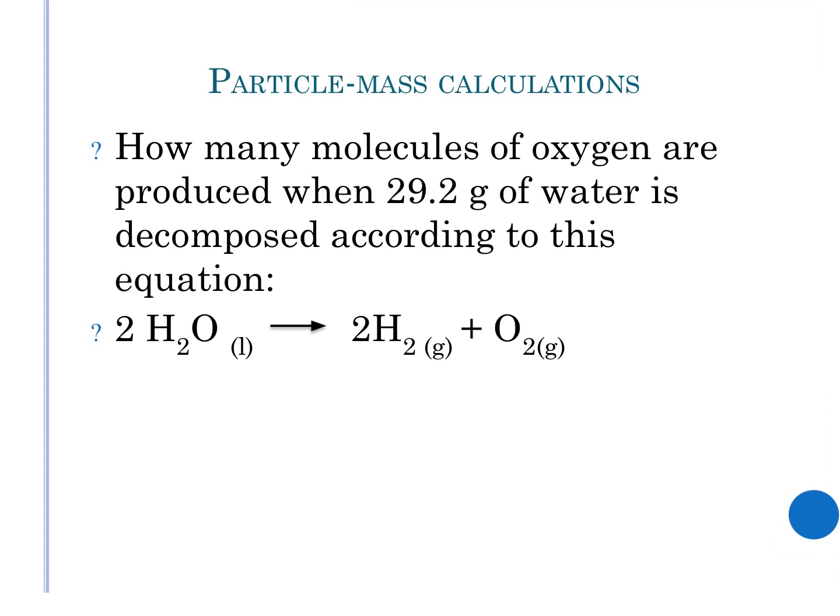And we're going to do one last type of calculation. This one has nothing to do with liters. We're just going to do a particle to mass calculation. So we're going to figure out how many molecules of oxygen are produced when 29.2 grams of water is decomposed according to this equation. So go ahead and copy down that equation.